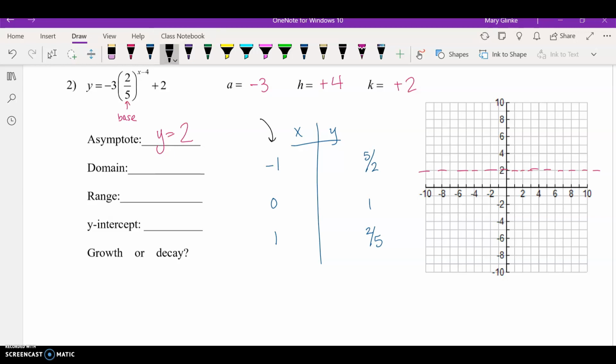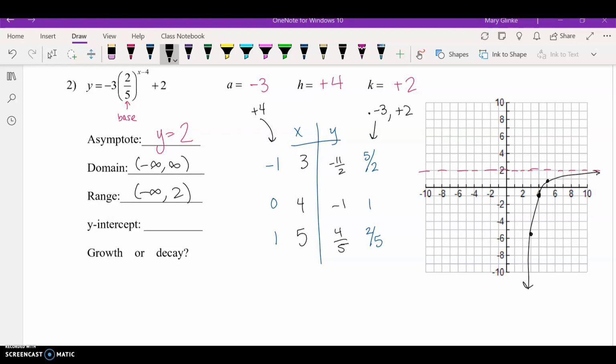For your x values, you're going to move them all right 4. For your y values, you're going to multiply by -3 and then add 2. So go ahead and pause the video and figure out your new table, graph it, and do your domain, your range, and then stop there.